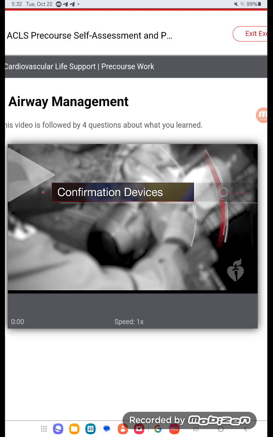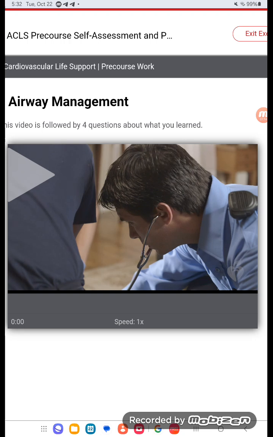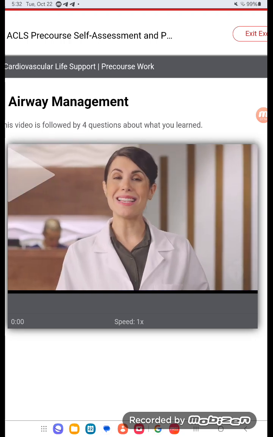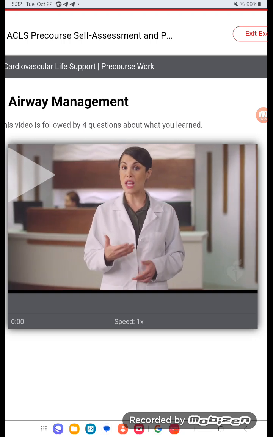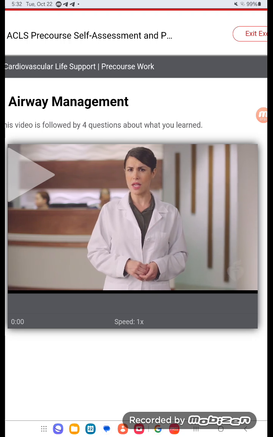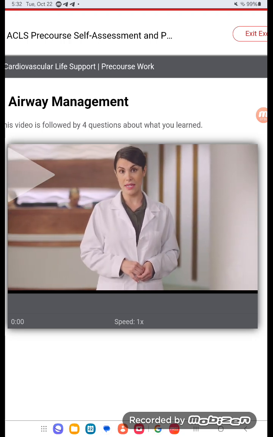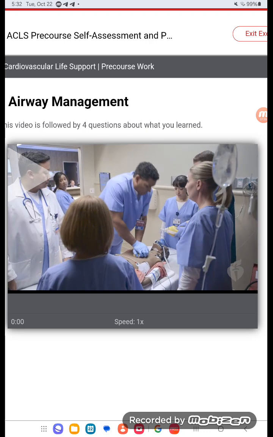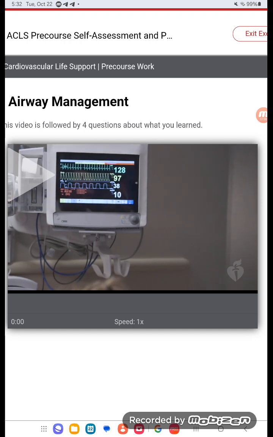When choosing to use an advanced airway, you need to be confident that it is inserted correctly and that you're providing effective ventilation while avoiding excessive ventilation. Watching for chest rise, checking for bilateral breath sounds, and listening for gurgling sounds coming from the stomach can help you confirm the placement of an advanced airway. Beyond these clinical assessments, there are several devices that can help you determine whether you have inserted the airway correctly.